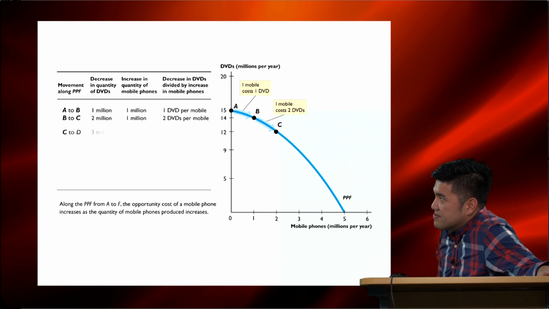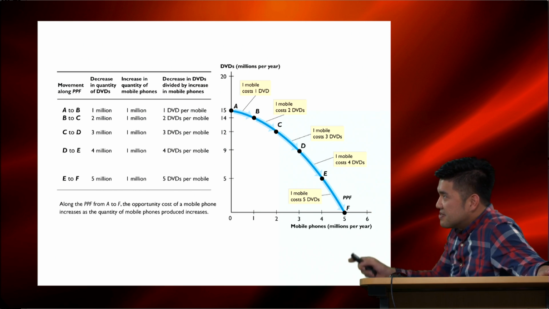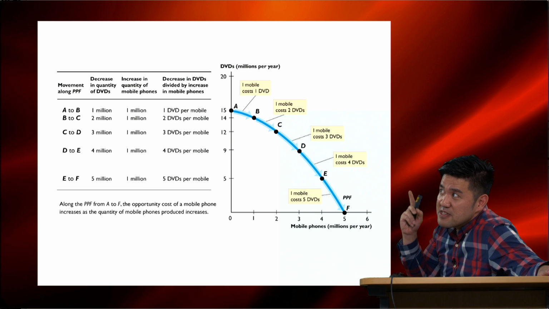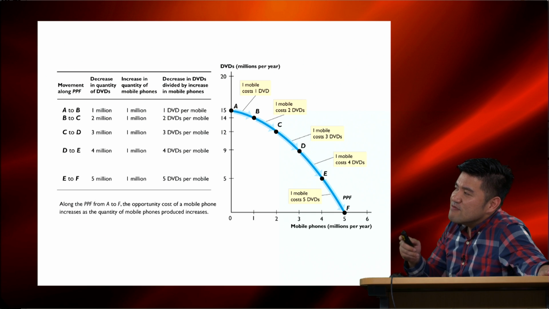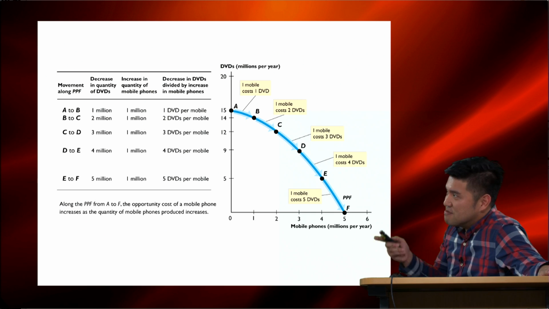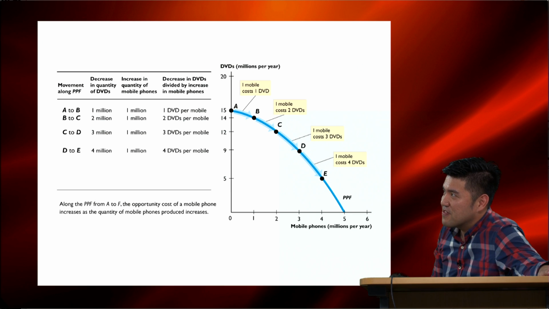So again, all these points along the PPF curve are, again guys, what did I hear? Efficient points, all right? If you want to move from point A to point B, B to C, now we are talking about trade-off, okay?